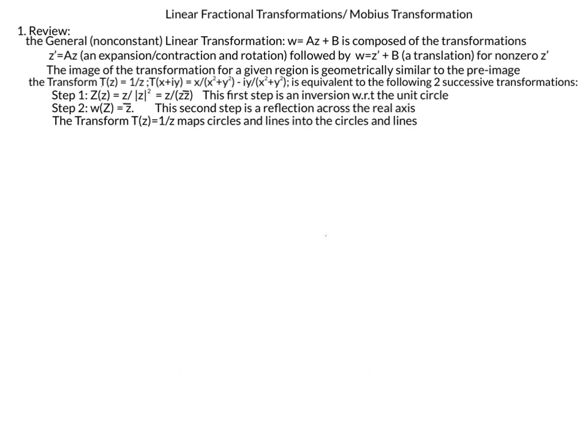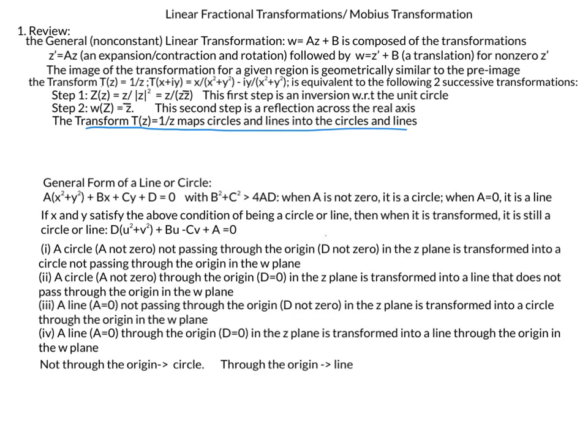And then the other really important conclusion we have is that this transform T of z equals 1 over z maps circles and lines into circles and lines. In our last video, we did go over these particular results, but in the interest of time, we won't review them again in this video, but you can go back and take a look.